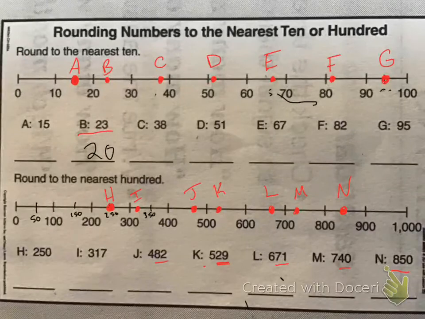All right, 15 is right in the middle between the two lines. So mathematicians have agreed that when the number is right in the middle, you round up to the nearest 10. So 15 would round up to 20. Okay, 38, if we look, is closer to 40 than 30. So we'd round this up to 40.